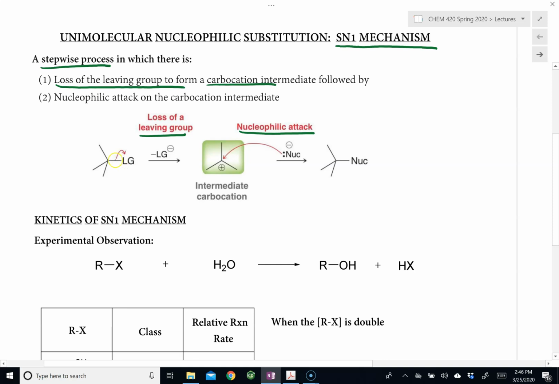So in this case, here is our substrate, and the leaving group leaves first to form the carbocation intermediate. This step happens first. Once the intermediate carbocation is formed, it is then followed by the nucleophilic attack, where the nucleophile comes in to attack this carbon, and finally creates our product.